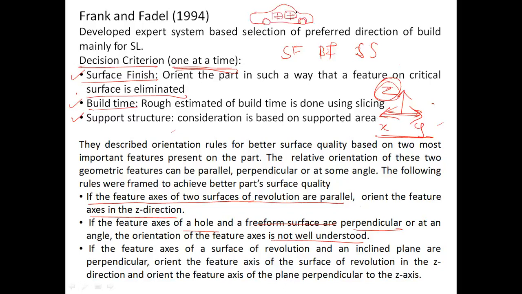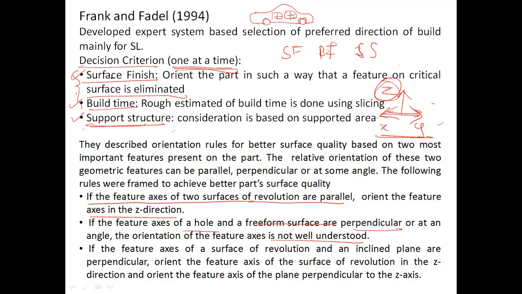So when you talk of freeform surfaces, the orientation of the freeform surfaces is going to be at an inclined plane. So always you have to focus that when you are trying to orient this part, you have to orient in such a way that the finish or the build time, one of these two basic criteria, are minimized. Generally, support structure in this theory is an add-on which automatically gets modified, or rather minimized.